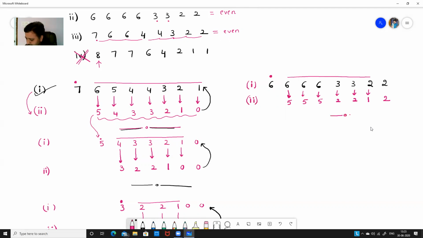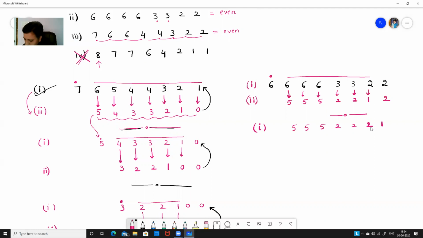Let me go for the next step. Now I can consider 5, 5, 5, 2, 2, 1, 2, 2. Sorry for the mistake, it is not in descending order. We have to arrange it in descending order. So 5, 5, 5, 2, 2, 2, 2, 1. Now it becomes the first sequence. Please remember, after getting the second sequence, if it is not in descending order, you have to arrange it in descending order in order to apply the Havel-Hakimi result further.